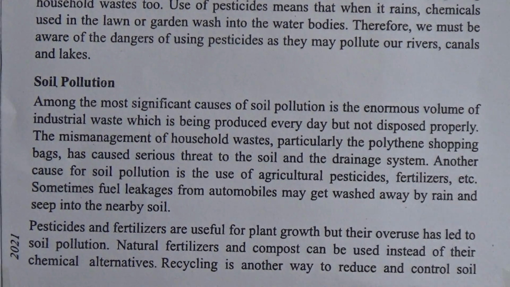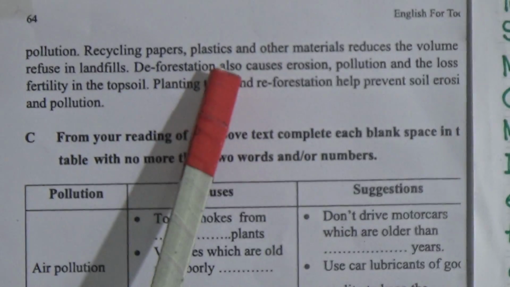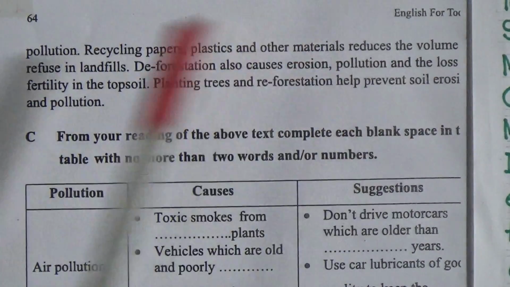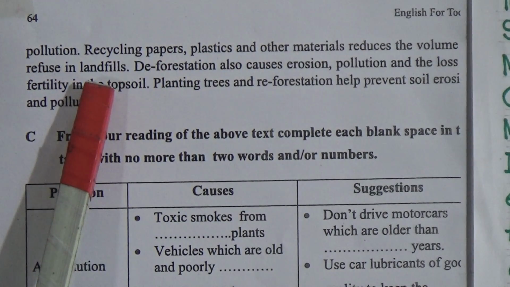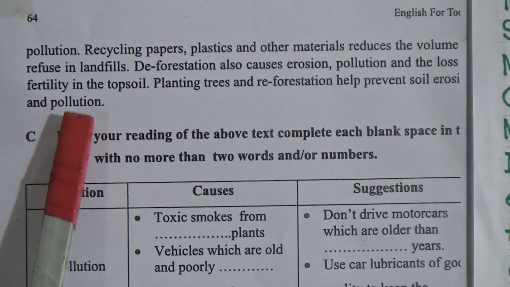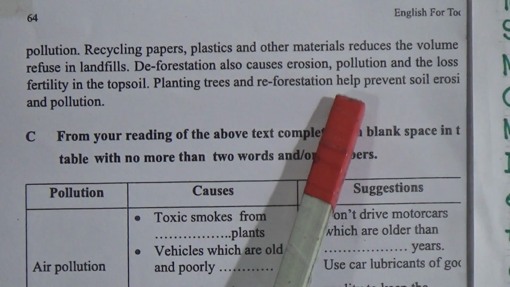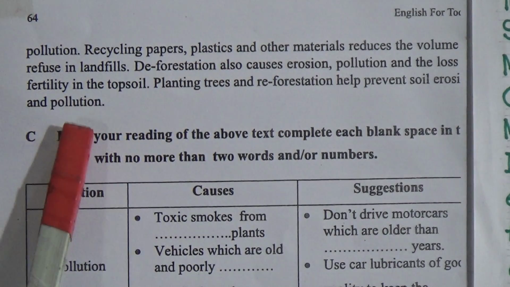Recycling is another way to reduce and control soil pollution. Recycling papers, plastics, and other materials reduces the volume of refuse in landfills. Deforestation also causes erosion, pollution, and the loss of fertility in the topsoil. Planting trees and reforestation help prevent soil erosion and pollution.